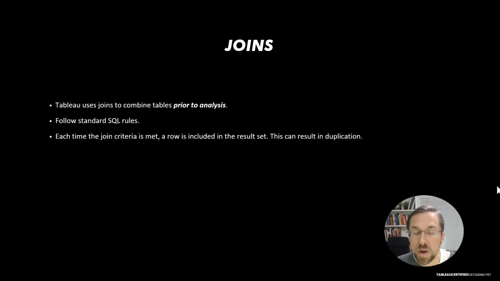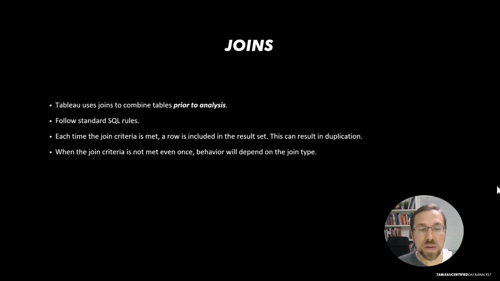The other thing to note, and I mentioned this before, is that each time the join criteria is met, a row is included in the result set. And so this can at times result in duplication, maybe intentional. Sometimes you want to duplicate data. Other times it might be not desired and you need to do some work to avoid that or remove that.